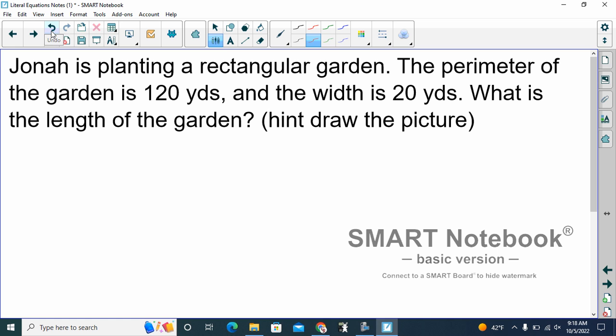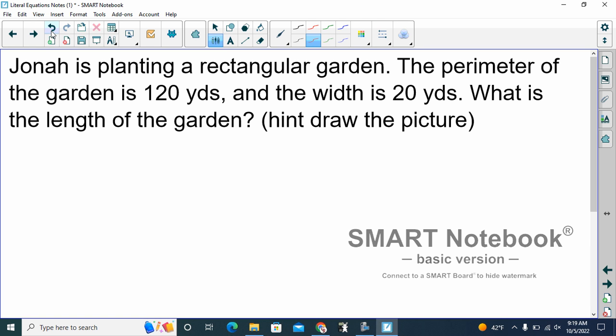Example 2 says Jonah is planting a rectangular garden. The perimeter of the garden is 120 yards, and the width is 20 yards. What is the length of the garden?